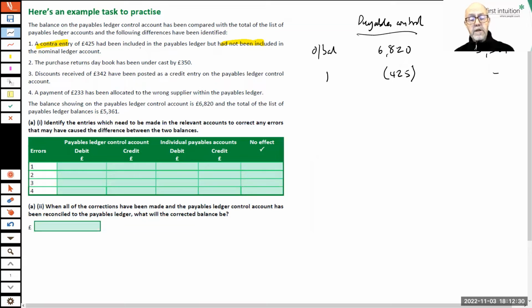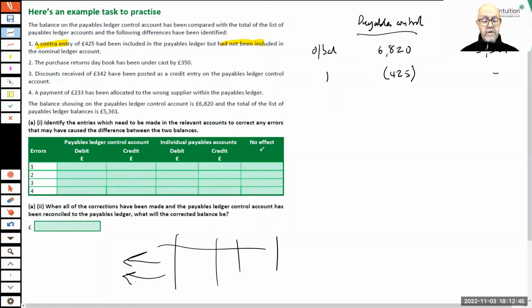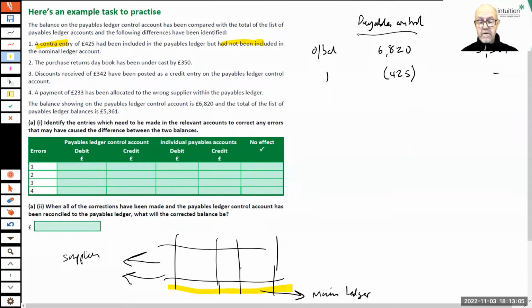Purchase returns daybook has been undercast by 350. Now in our daybooks, remember the individual line items. Here's our daybook. The individual lines all go off to the individual suppliers, and it's our totals that go to the main ledger, the nominal ledger. So if the daybook is undercast, it's the totals that are wrong. Totals that are wrong, not the individual entry that's gone to the supplier account.